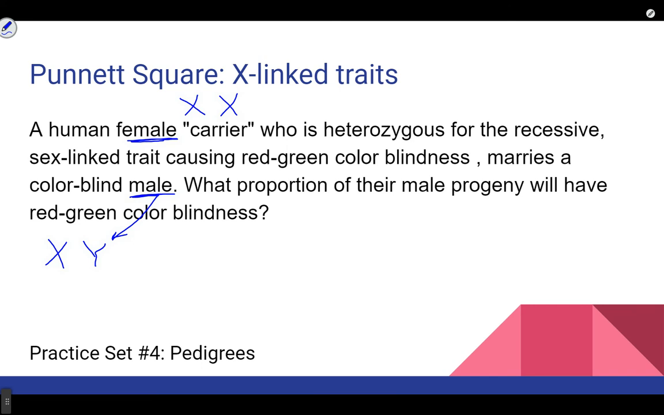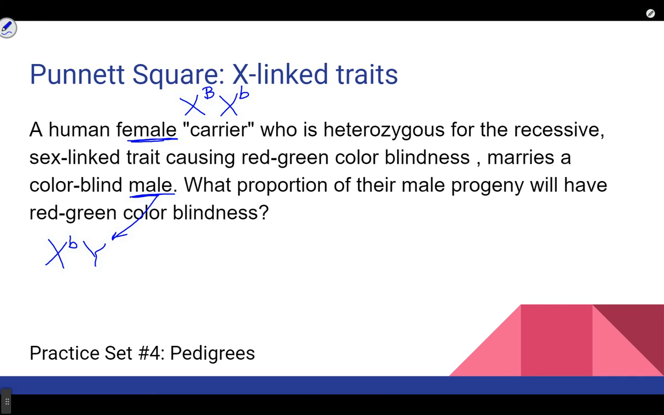which it has to be because the female is a carrier, so it has to be an X-linked trait, not a Y-linked trait. And it says the female is heterozygous, so she's got to have a dominant allele on one of her X chromosomes and a recessive allele on the other one. She marries a man who is colorblind, and it tells you that is a recessive sex-linked trait. So on his X chromosome, he has to have a recessive allele.